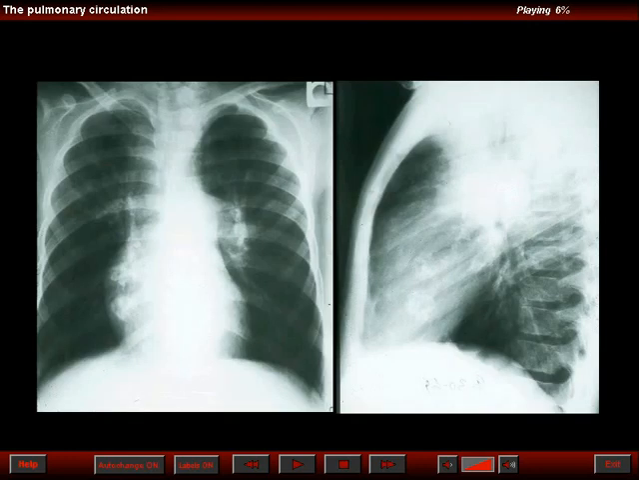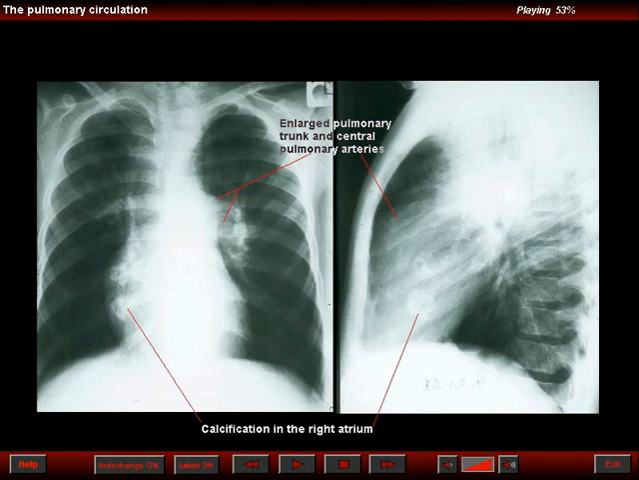Four years later, he had shortness of breath, and the frontal and lateral chest roentgenograms revealed signs of precapillary pulmonary hypertension. But the fascinating finding was to note calcification inside the right atrium and at the level of the pulmonary trunk and central pulmonary arteries. These represent calcified thrombi secondary to a hypercoagulability process probably related to steroids and other mechanisms.